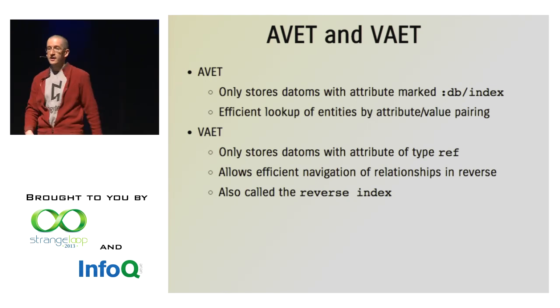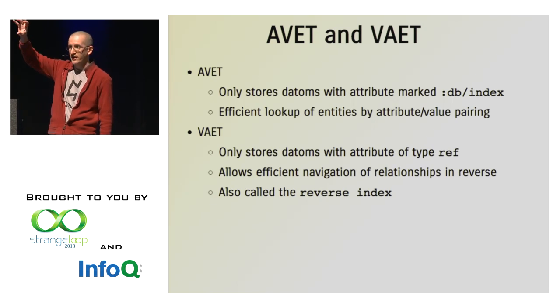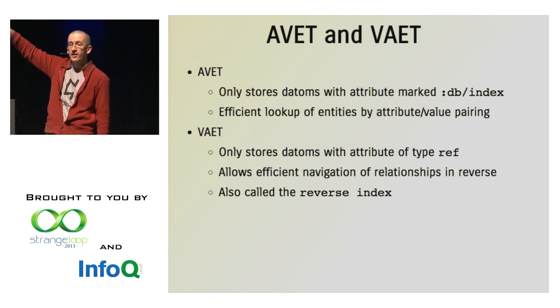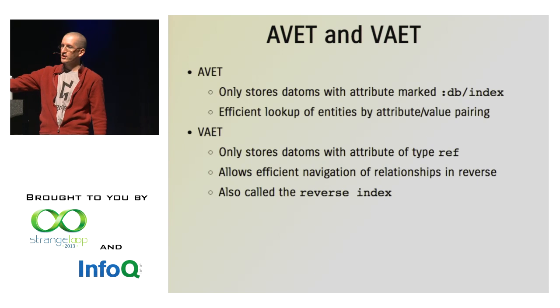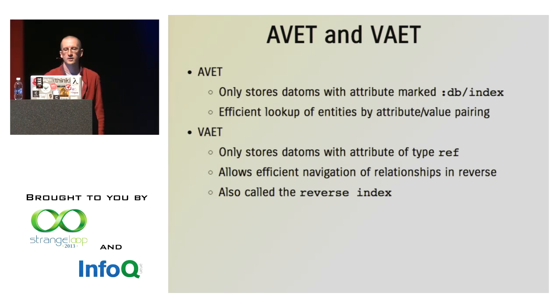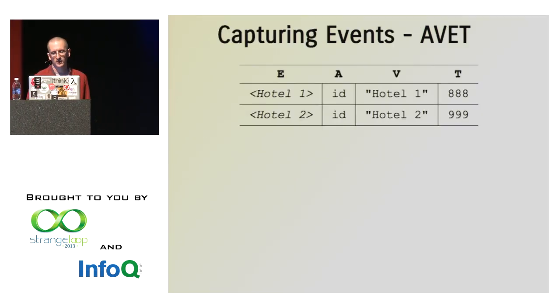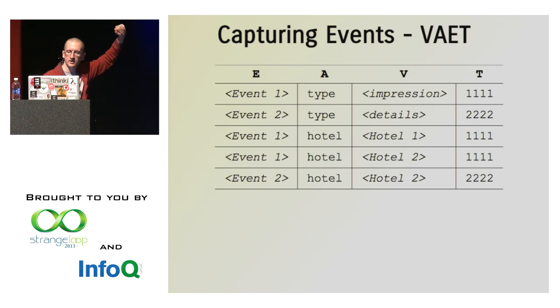And that's because in a ref datum, the E is maybe the event, the A is the ref attribute, and the V is what? The hotel entity. If you switch the E and the V, reverse index, it's just the same information pointing in the other way. So the same datum, just organized differently, gives us that reverse relationship. Make sense? Okay. Just notice that, unlike the previous slide, not all of the datums are here. Only the datums for the attribute marked index true wind up in the AVET index. And similarly, only the attributes of type ref wind up in the reverse index.